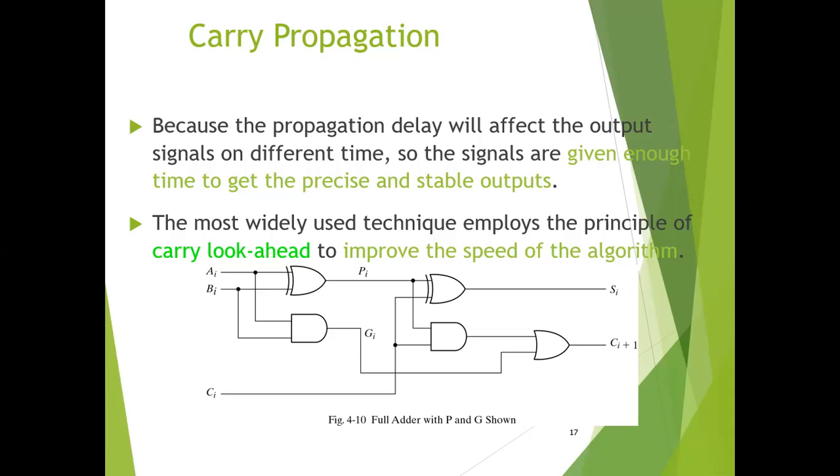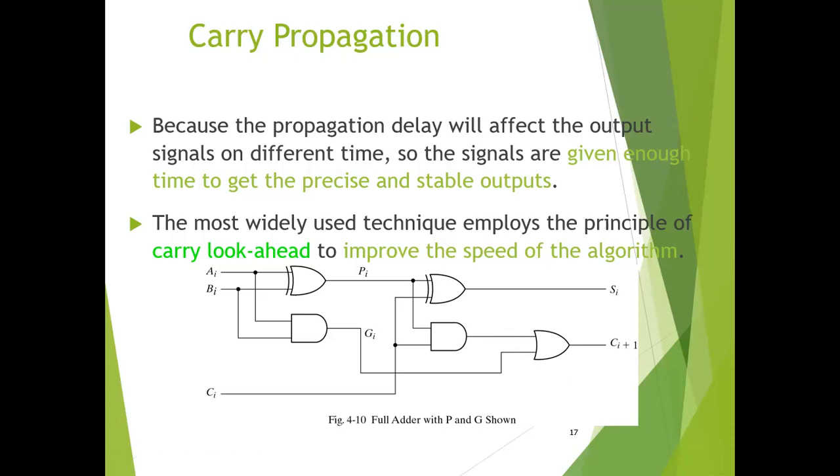The signal from the input carry Ci to the output carry Ci plus 1 propagates through an AND gate and an OR gate. Through these two gates the input carry is propagated, which constitute two gate levels. We can say that two gate levels are in the way of the input carry.